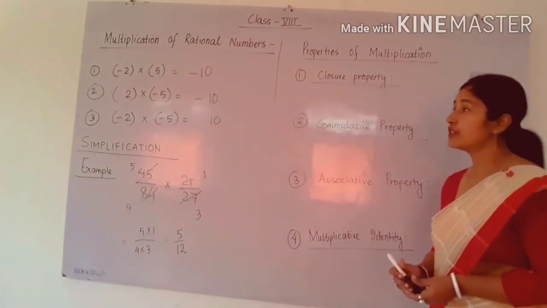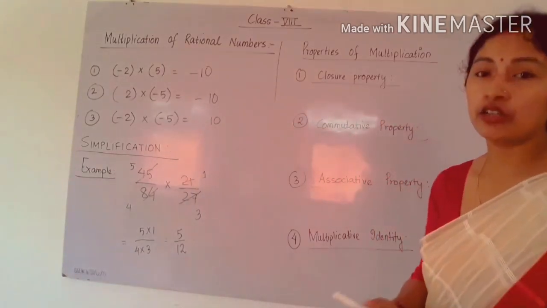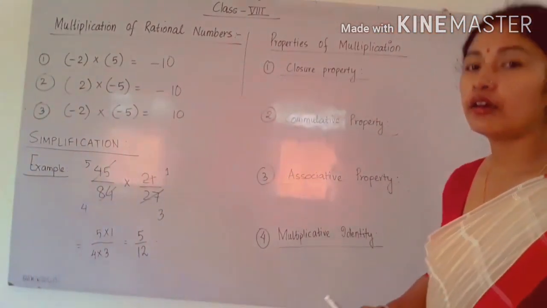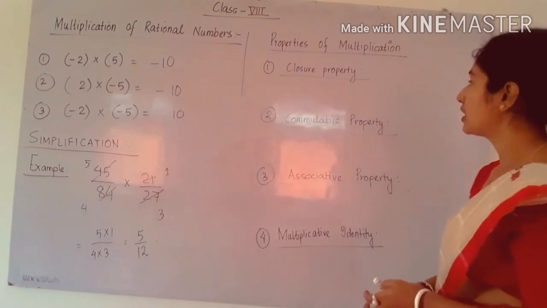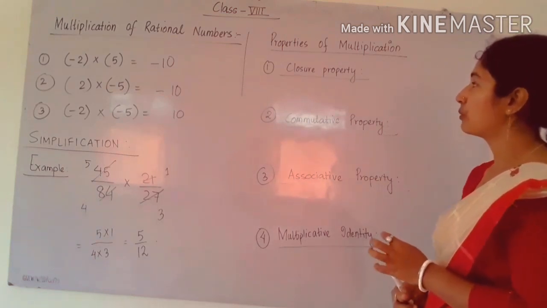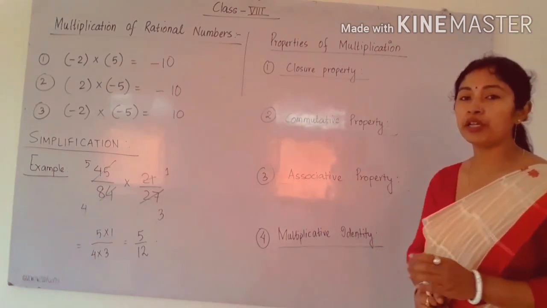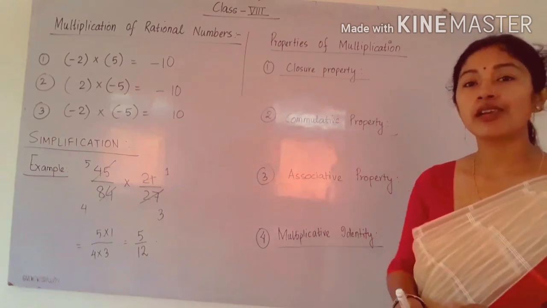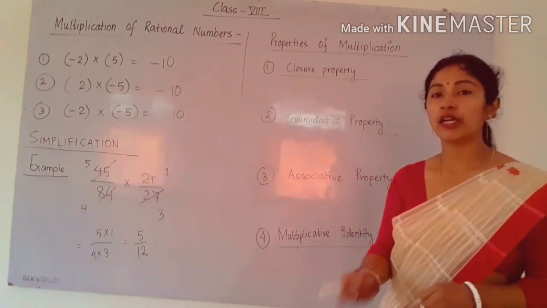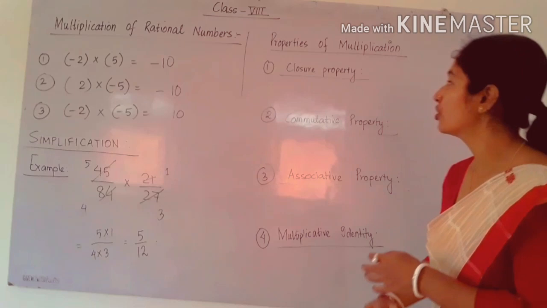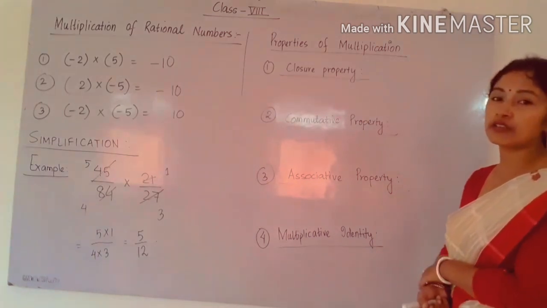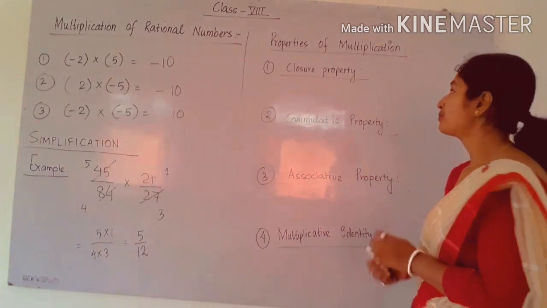So the next topic is properties of multiplication. Already we have studied the properties of addition and subtraction. Here these are the properties of multiplication. The first property is the closure property. You all know the closure property. If you multiply two rational numbers, then what will happen? We will get again a rational number. That means the closure property is satisfied in the case of multiplication.